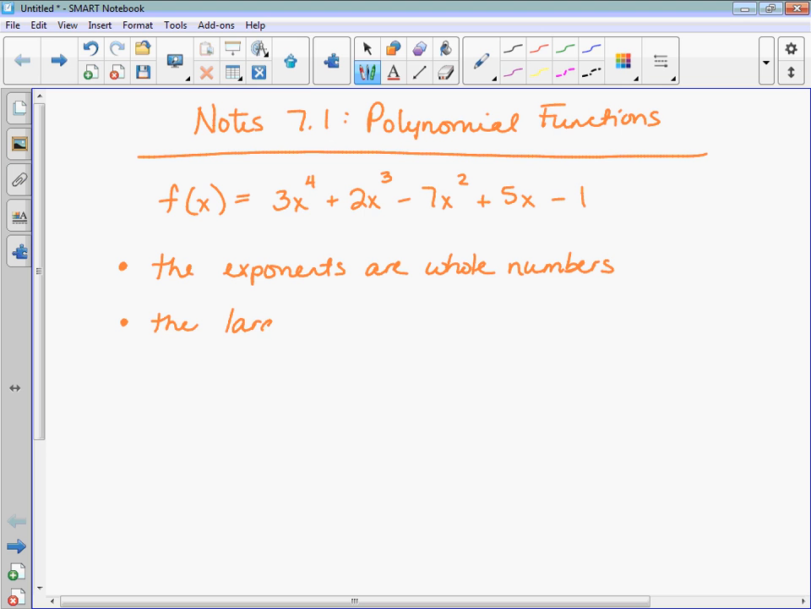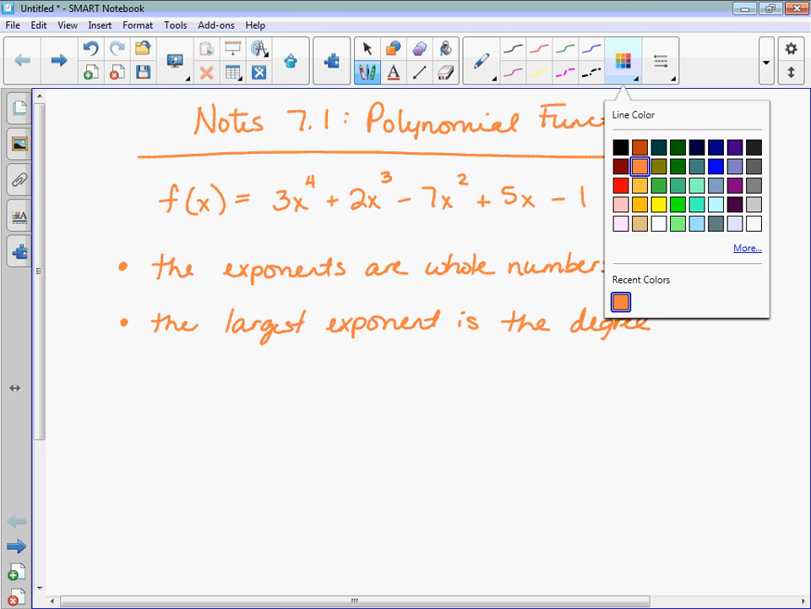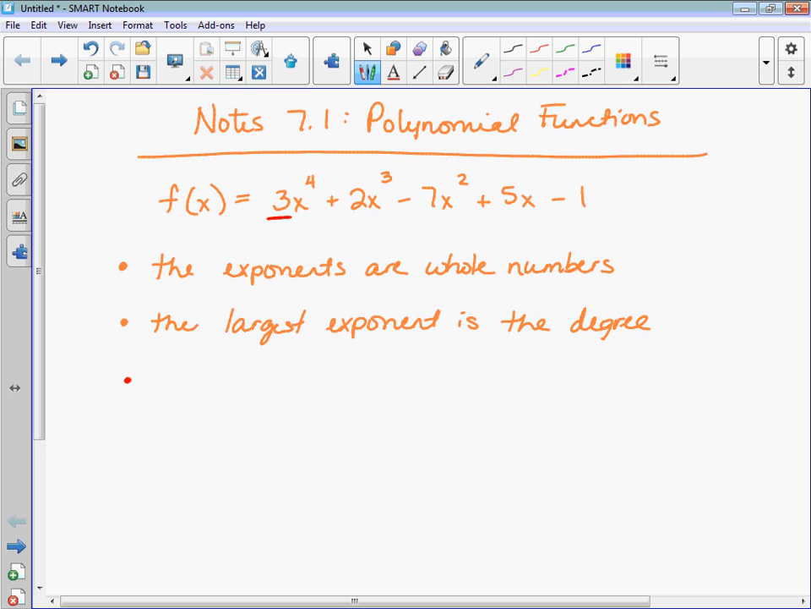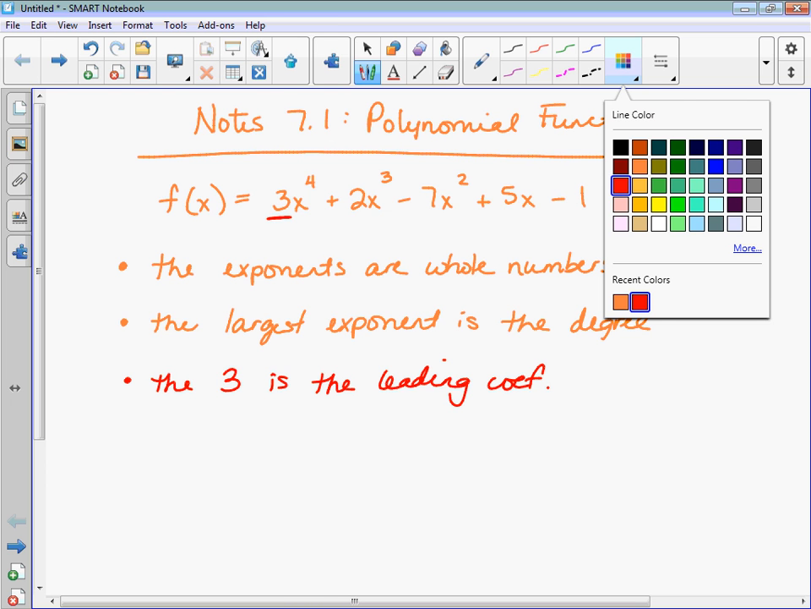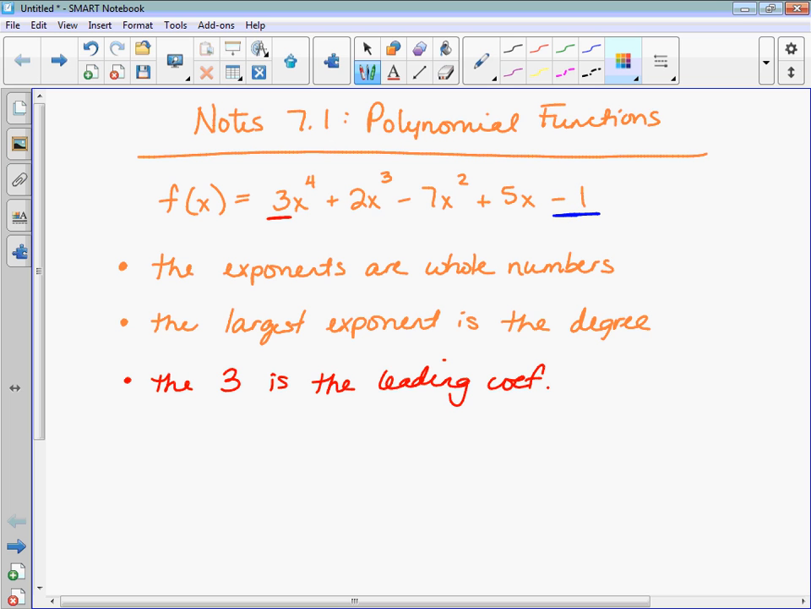The largest exponent is the degree. Okay, for class here, the 3 is the leading coefficient. And the -1 is the constant.